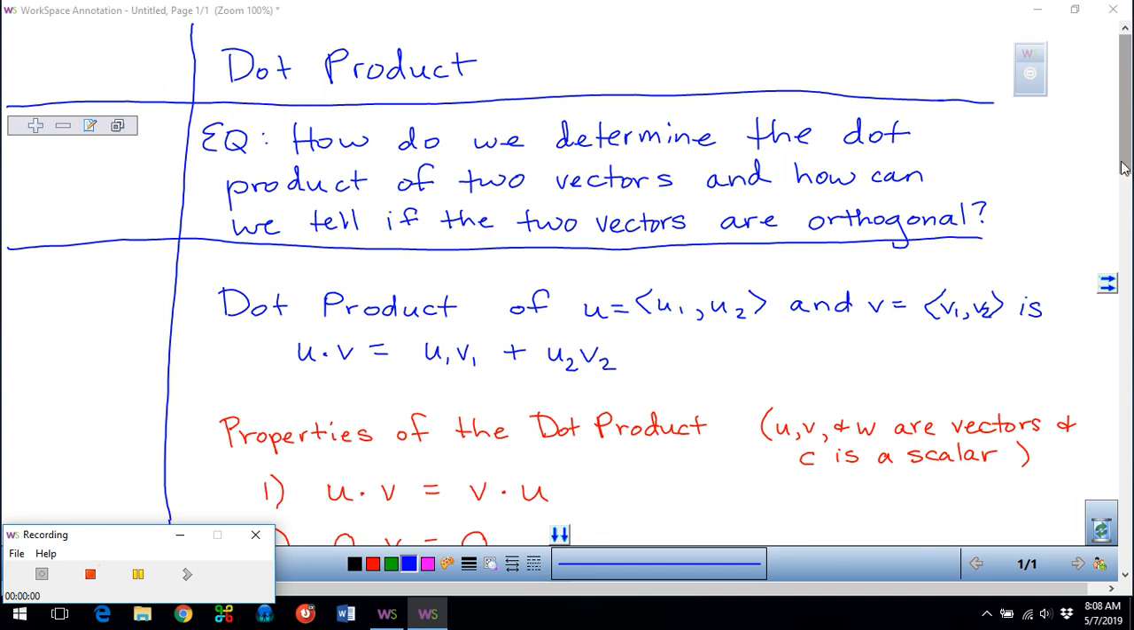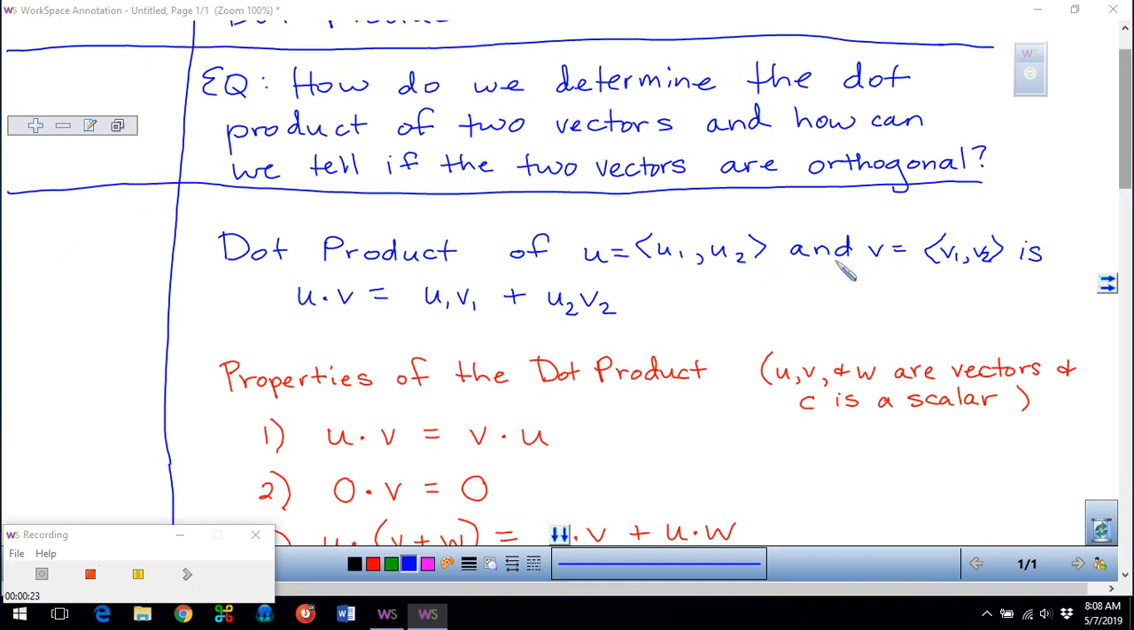First thing we need to do is start out with our dot product. The dot product of u equals u1, u2 and v equals v1, v2 is u dot v equals u1 times v1 plus u2 times v2. So you're going to end up with one singular value for the number.